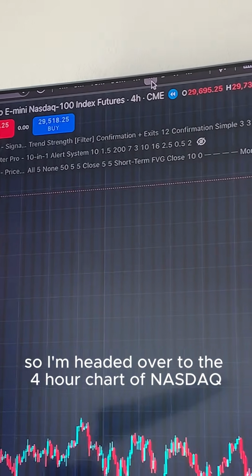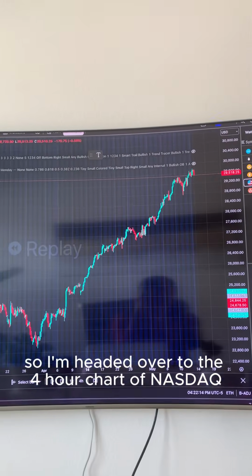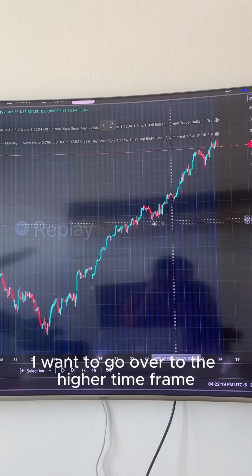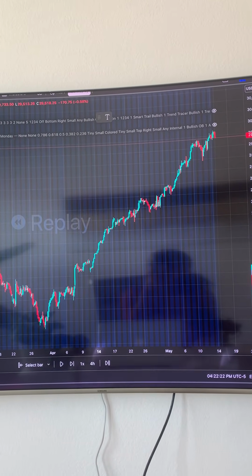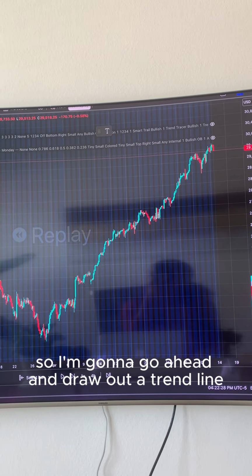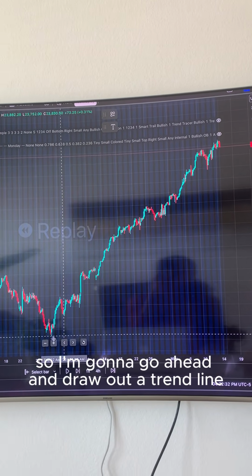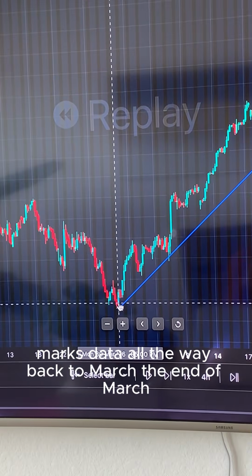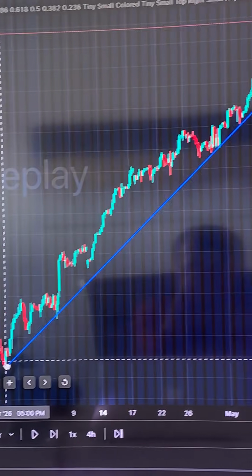So I'm headed over to the 4-hour chart of NASDAQ. And before I start any trade, I want to go over to the higher time frame and see what kind of trend we're on. So I'm going to go ahead and draw out a trend line. Okay, and this trend line marks data all the way back to March, the end of March.